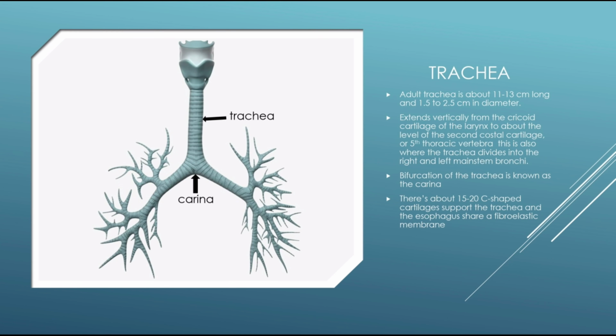The adult trachea is about 11 to 13 centimeters long and 1.5 to 2.5 centimeters in diameter. It extends vertically from the cricoid cartilage of the larynx to about the level of the second costal cartilage or the 5th thoracic vertebrae. This is also where the trachea is divided into the right and left mainstem bronchi, and at the bottom before they divide out, that little section is known as the carina. There are about 15 to 20 C-shaped cartilages that support the trachea and the esophagus, and they share a fibroelastic membrane.